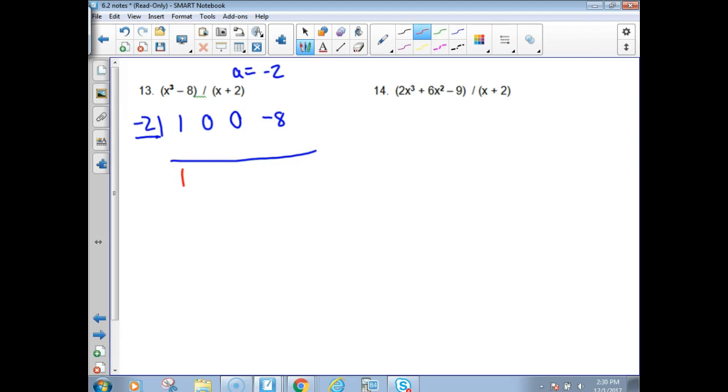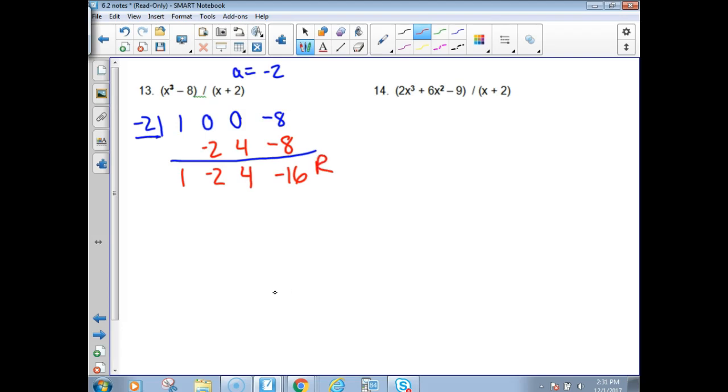-2 times 1 is -2. 0 plus -2 is -2. Add vertically. Multiply across. -2 times -2 is 4. Add vertically, 4. And then last, -2 times 4 is -8. Uh-oh. Add vertically, and we don't get 0. We get negative 16. That is the remainder.